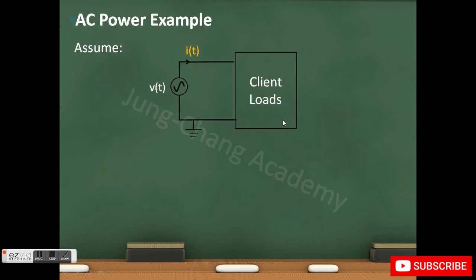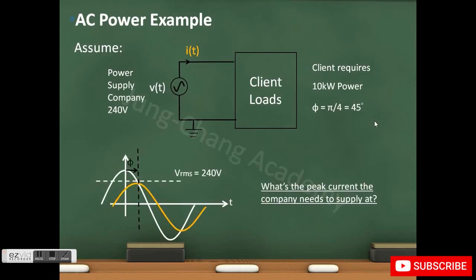Next, we're going to look at a practical example so you know why this power factor is very important. Assume a power supply company provides a 240 volts AC supply, and the client requires 10 kilowatts real power, and the phase shift due to the client's load is 45 degrees. Now the power supply company wants to know what the peak current is that they need to supply.